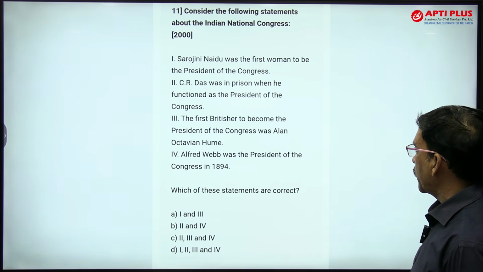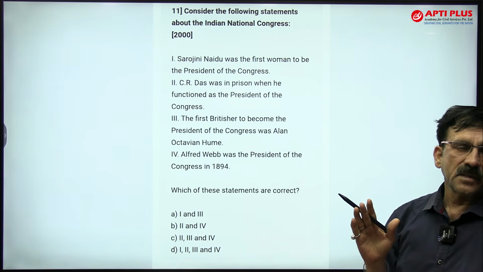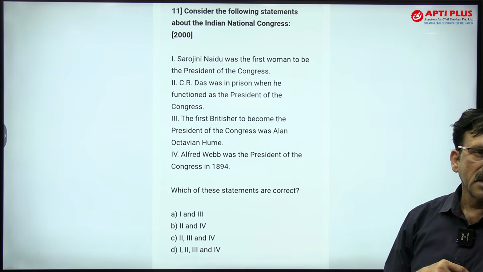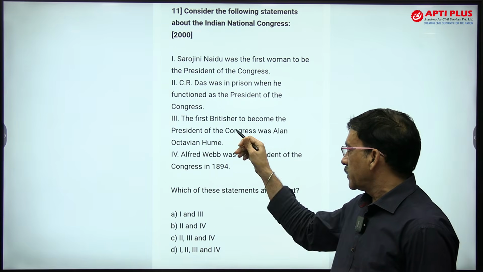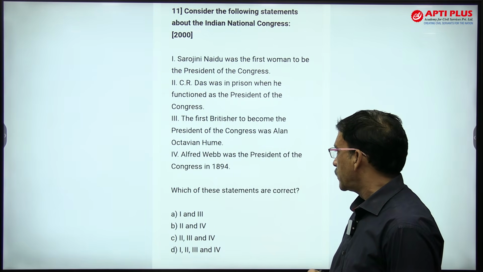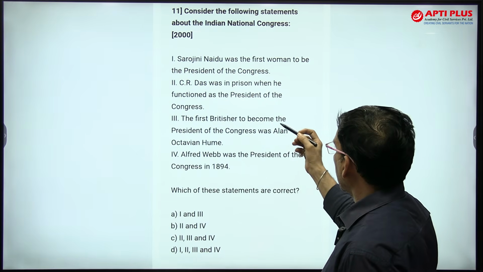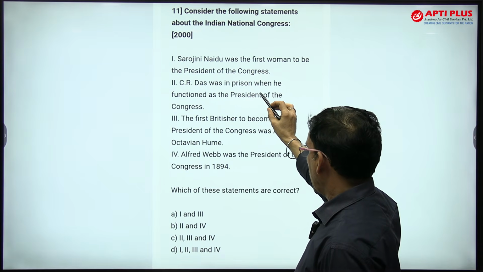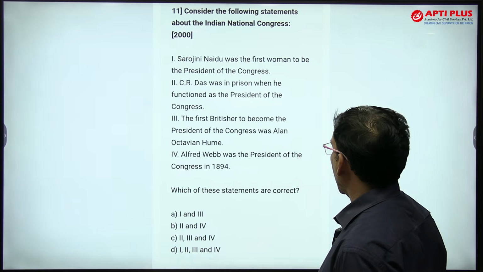The first Britisher was Alan. Keep in mind, Hume never became president. He was simply general secretary. Then who was the first? George Yule. You may be aware, 1888, Allahabad. So I think it is very clear. Yes, it is correct. 2 is correct. And it is also correct. So 2 and 4 are correct.